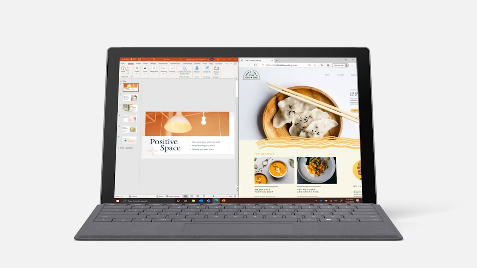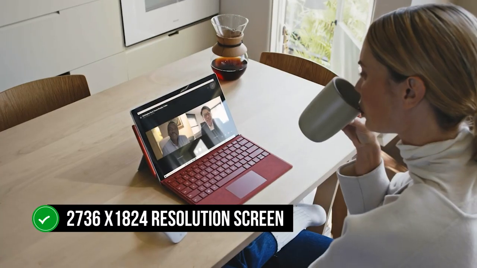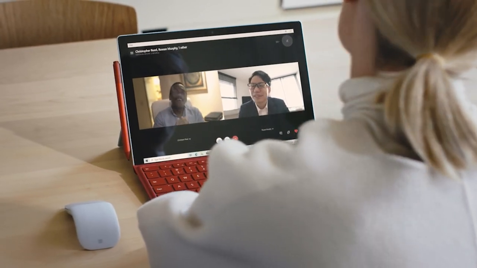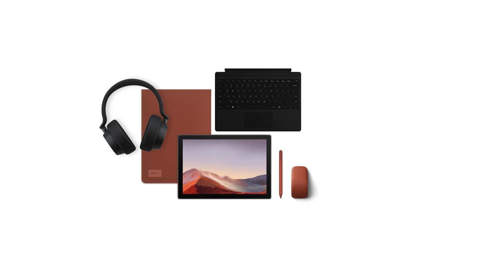The Microsoft Surface Pro 7 has an impressive 2736 by 1824 resolution screen, which makes it one of the best laptops in its category for viewing crisp images. The brightness and color reproduction is also decent, while viewing angles aren't bad either.